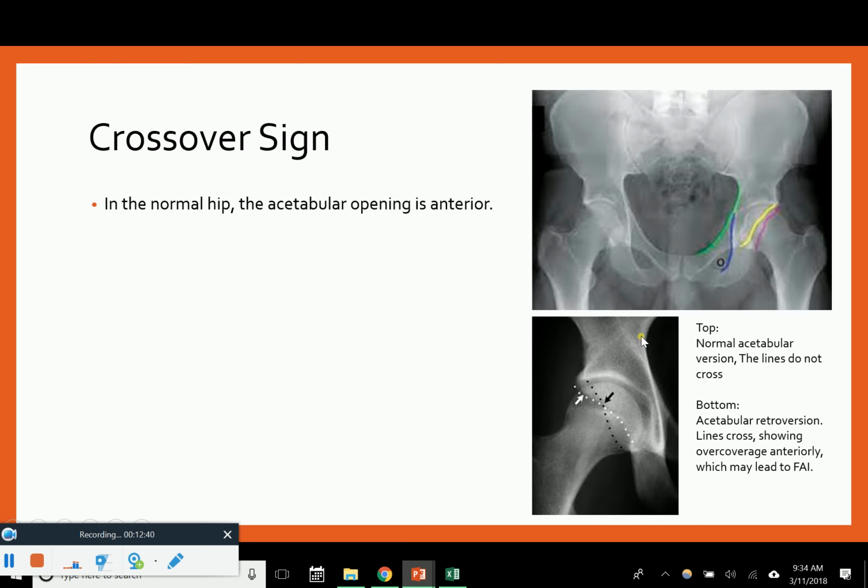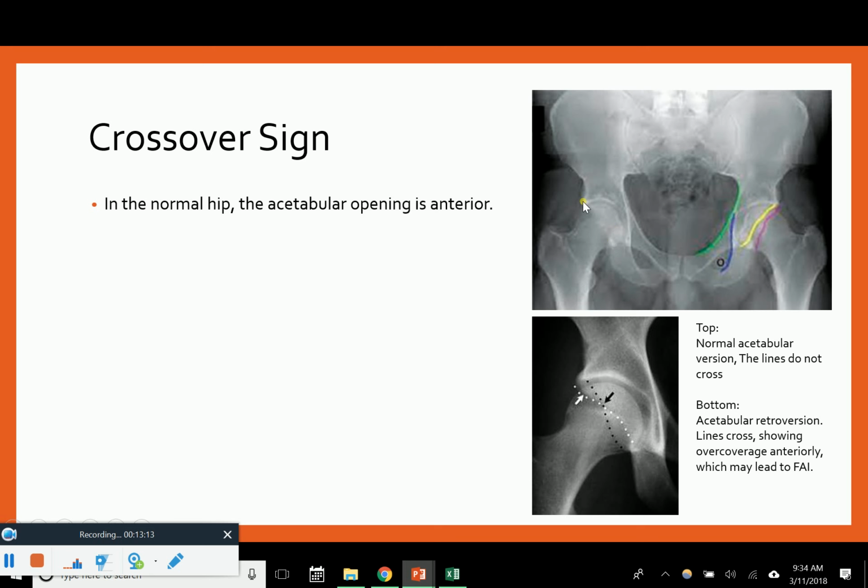A crossover sign. This is where I might lose some of you, and that's okay. Remember, this is nice to know information. When you look at a picture of the hip on an x-ray, because you're not looking at three-dimensional structures, you're looking at two-dimensional structures, you will get overlap of images. For example, your femur is in front of the posterior portion of your acetabulum.